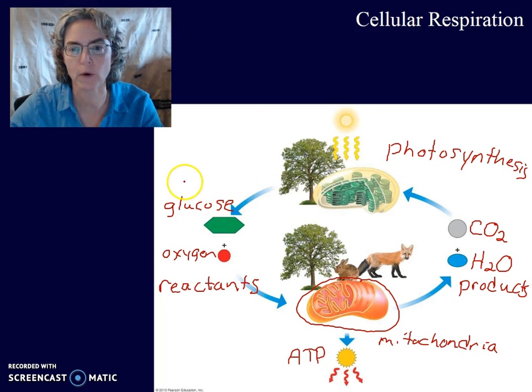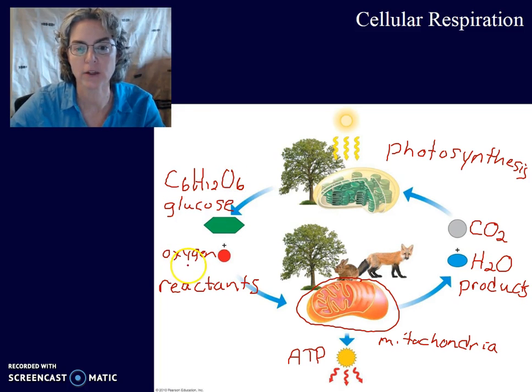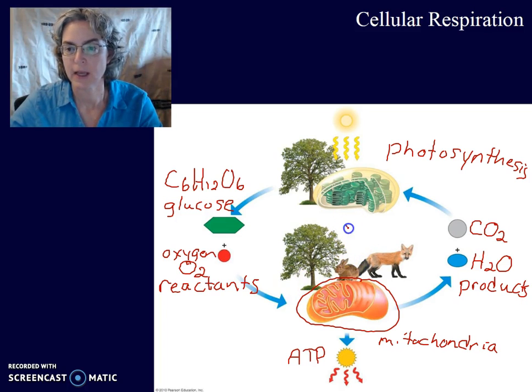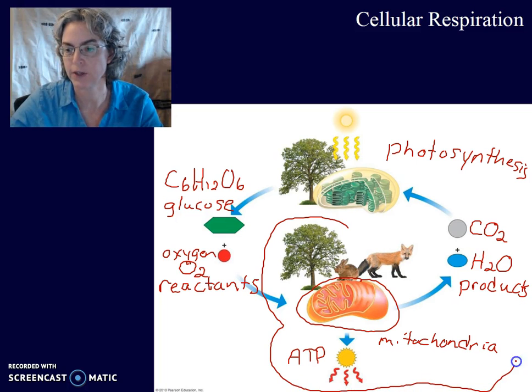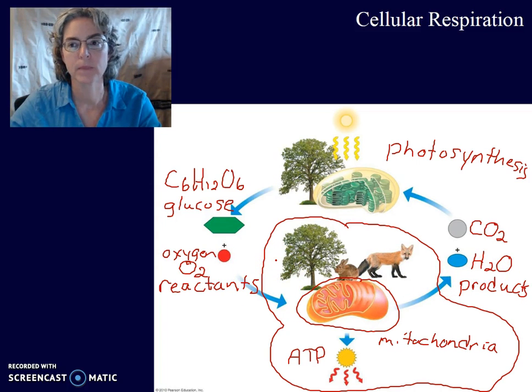So let's put our formula over here for glucose as well. So what is that? C6H12O6. And oxygen is usually written like that, O2. Okay, so this process right here, this is cellular respiration. And you can see that it's a cyclic process. So we're talking cellular respiration, the products, carbon dioxide and water.